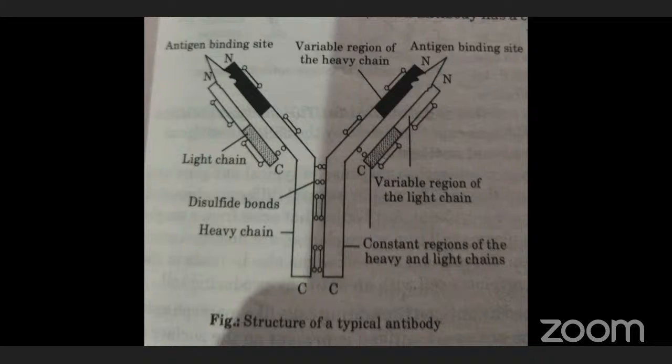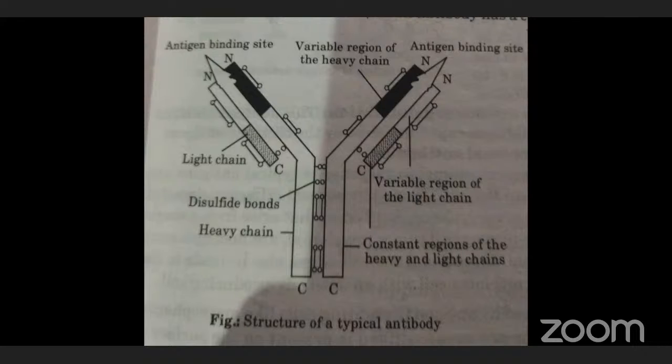When foreign particles enter into our body, our immune system first recognizes them and produces some substances against that antigen, which is known as an antibody. So this is the structure of an antibody. It is Y-shaped. It has a stalk and two limbs.